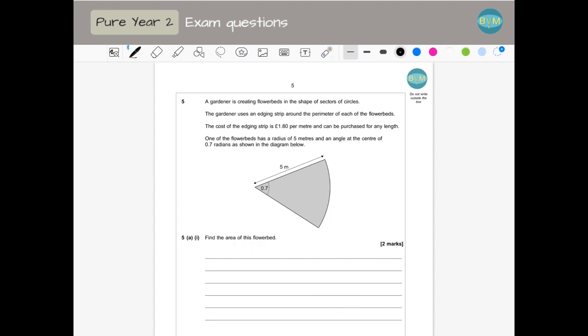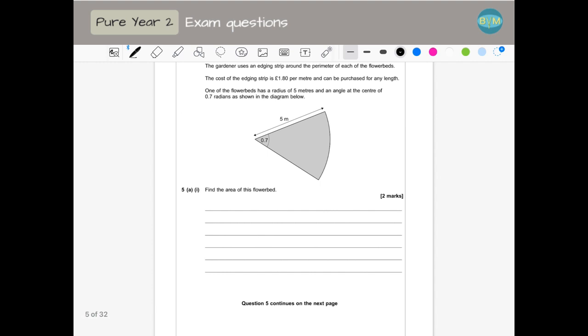So remember, when we have a sector and the angle is in radians, the area is going to be 1/2 radius squared times the angle in radians. So in this case, it's going to be 1/2 times 5 squared, which is the radius, and the angle 0.7. So as simple as that is 8.75 meters squared. If you have units, I would recommend you to always write the units.